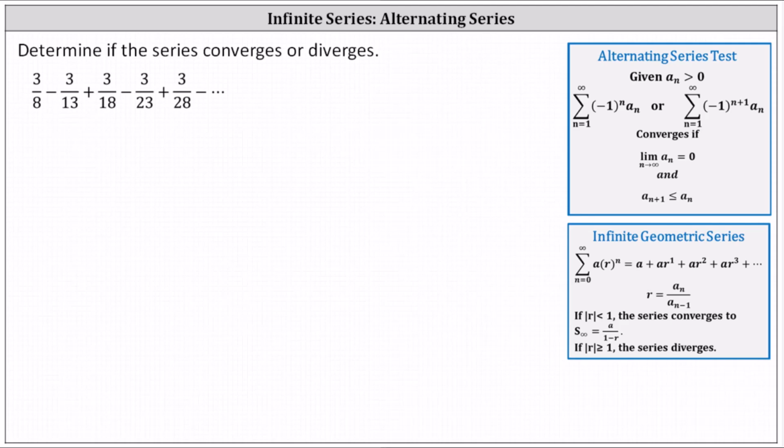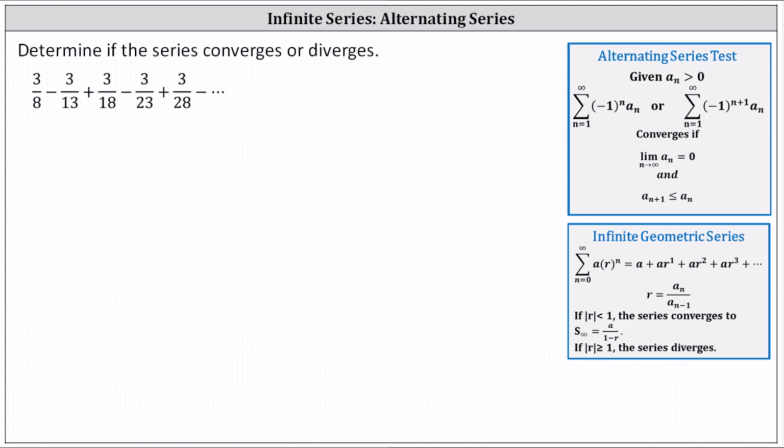Determine if the series converges or diverges. We have 3/8 minus 3/13 plus 3/18, and so on. Notice we have an alternating series. Let's begin by writing sigma notation for the infinite series, which means we'll have to determine a formula that will generate the terms of the series.